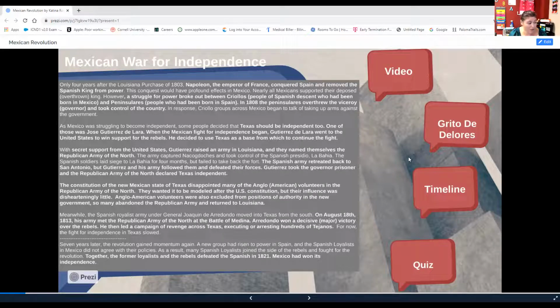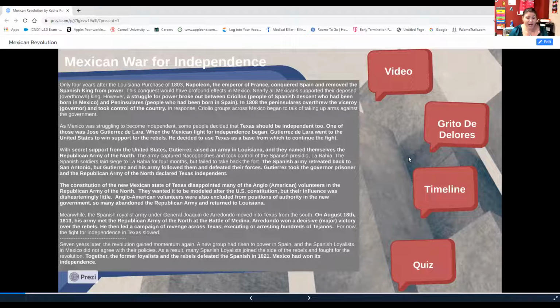Let's read on. The Constitution of the State of Texas disappointed many of the Anglo-American volunteers in the Republican Army of the North. They wanted it to be modeled after the U.S. Constitution, but their influence was dishearteningly little. Anglo-American volunteers were also excluded from positions of authority in the new government, so many abandoned the Republican Army and returned to Louisiana. So let's take a moment and let's digest that.